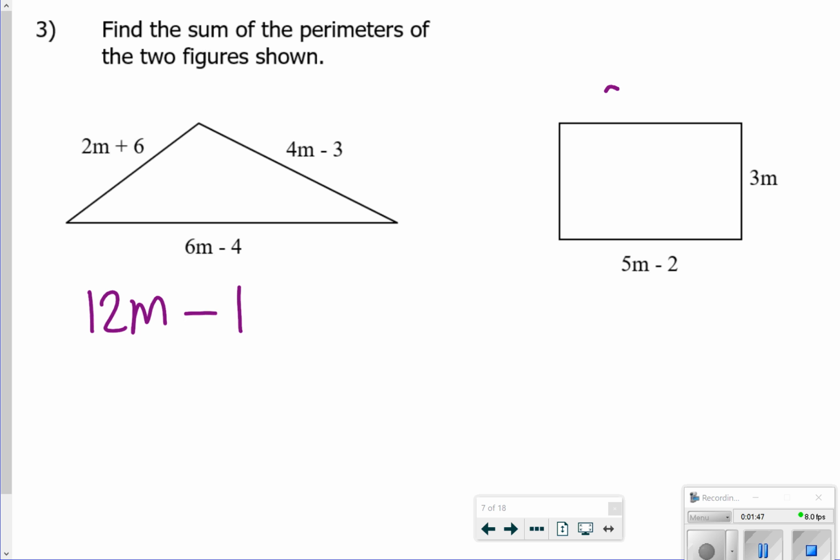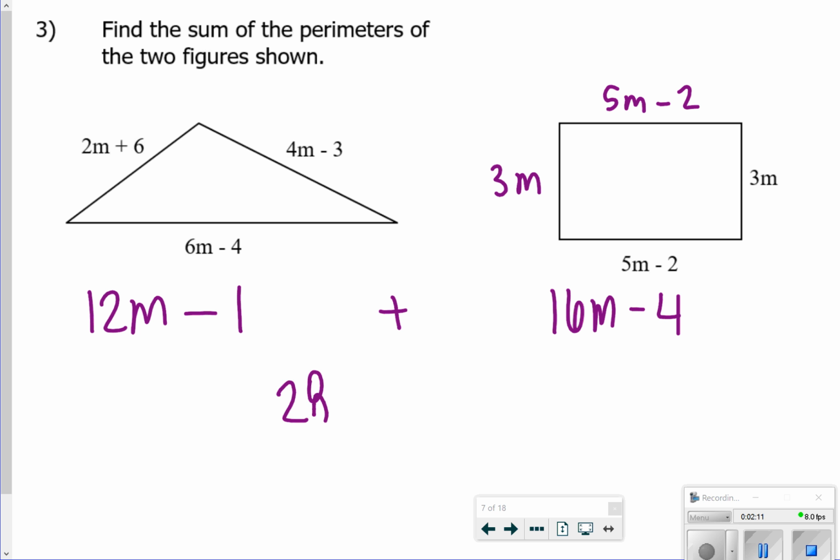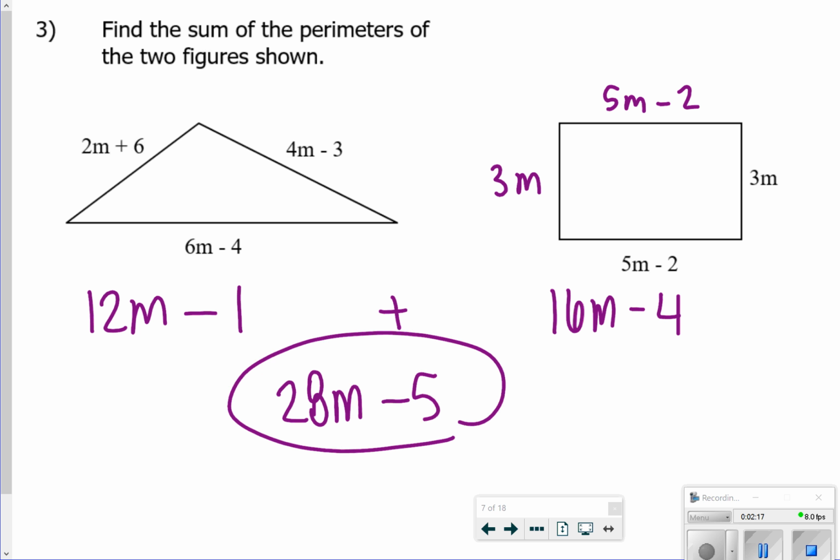Over here, I'm basically doing 5m minus 2 on each side and 3m on each side. So that's 3m and 3m makes 6m, plus another 10m, that makes 16m. And then the 2 minus 2's make minus 4. And then I'm adding those together. So 12m plus 16m is going to give me 28m. And then negative 1 and a negative 4 would give me a negative 5. So that's my answer for number 3.